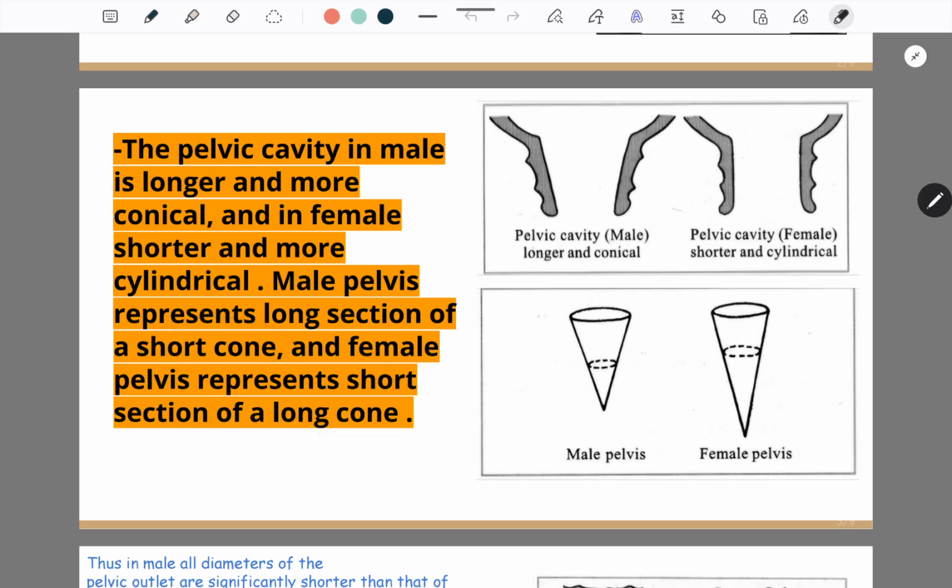The male pelvis represents the long section of a short cone, and the female pelvis represents a short section of a long cone. This is the long section of a short cone. This is a short cone, but the cavity is long. Here it is a long cone but a short pelvic cavity. Understand? Okay.